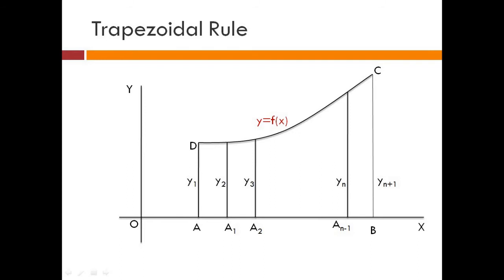Then join the ends of the consecutive ordinates by a straight line. So we get a four-sided polygon. Also we note that all the ordinates are parallel to one another. So the obtained four-sided polygon is nothing but a trapezium. So the area of this whole region ABCD is approximately equal to the sum of the areas of these n trapeziums.